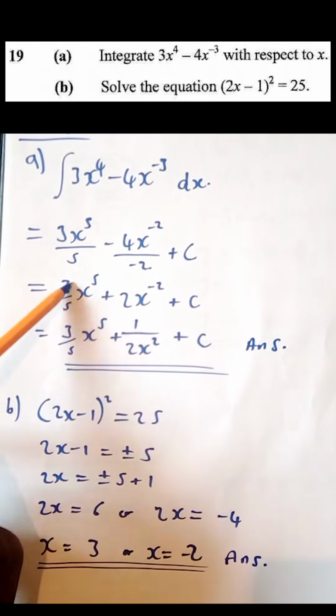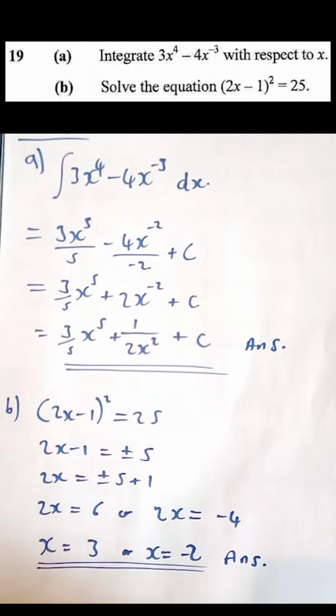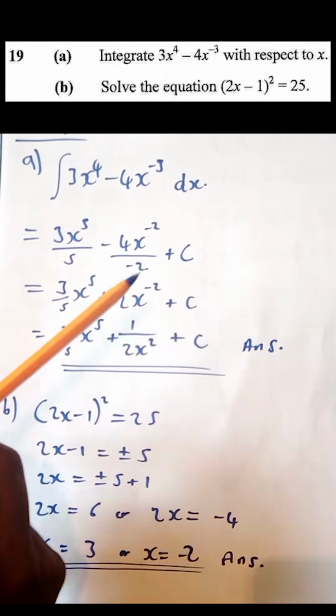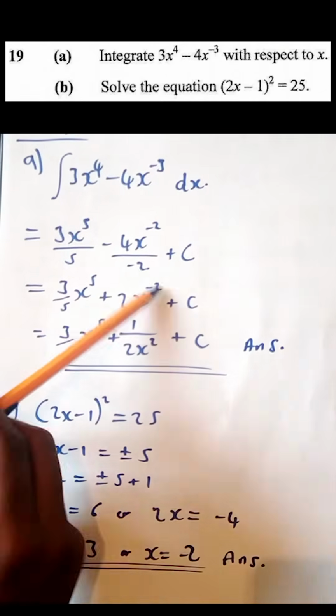So 3 divided by 5, x to the power 5, and negative 4 divided by negative 2, you get a positive 2x raised to the power negative 2, plus c.